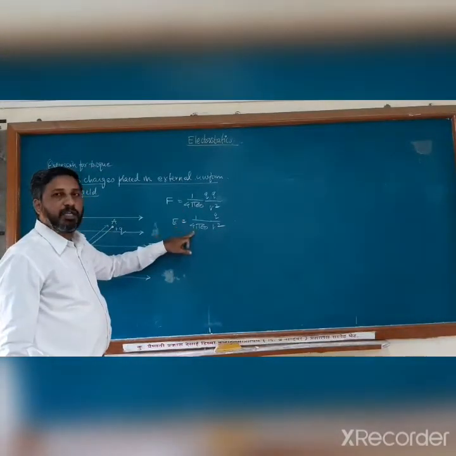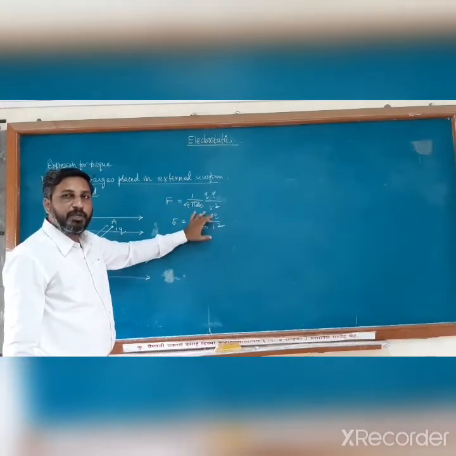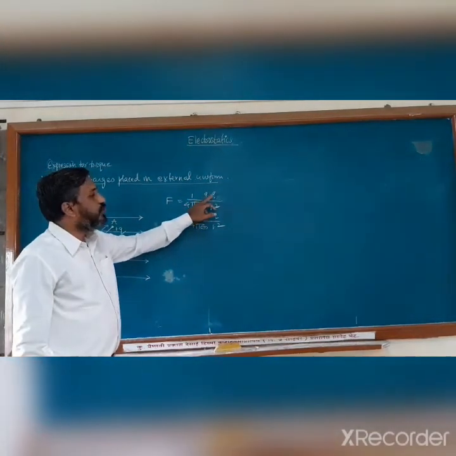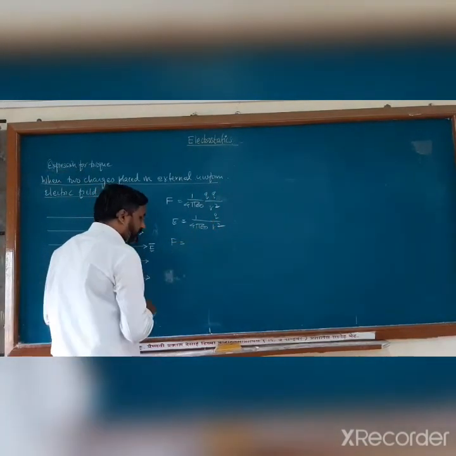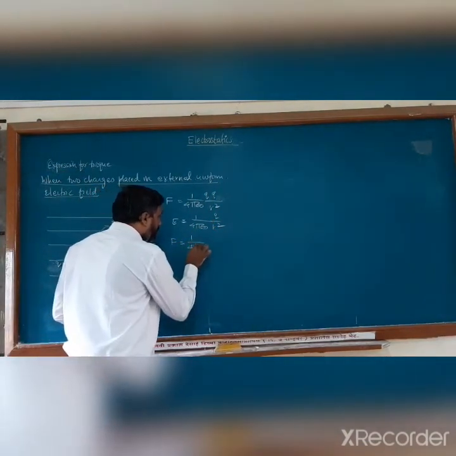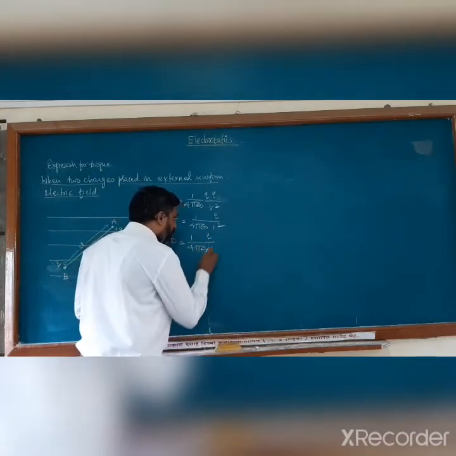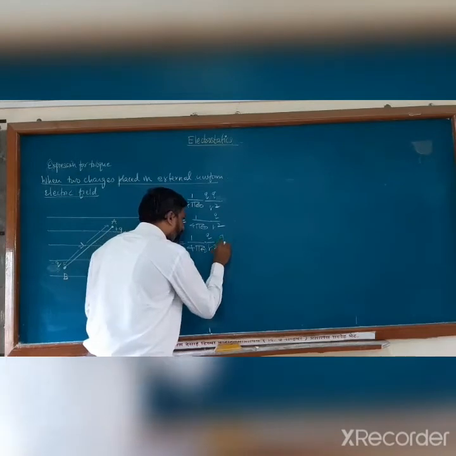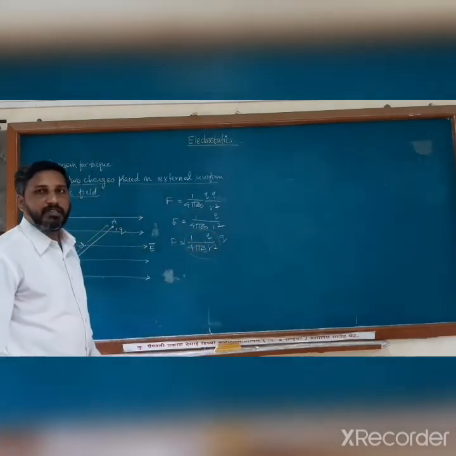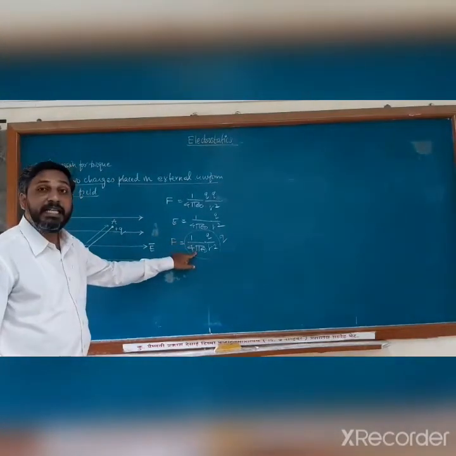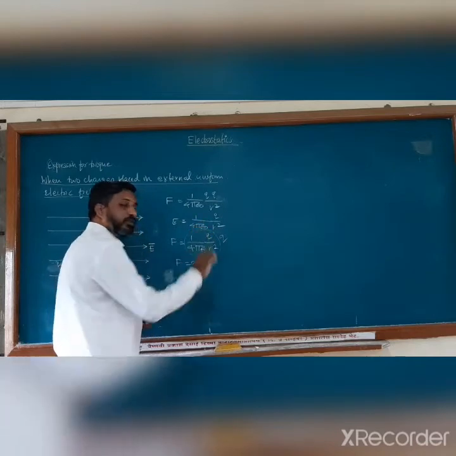In force and intensity, 1 upon 4 pi epsilon 0, both the terms are constant. R square in the denominator is the same. In force there is Q, and in intensity only Q. So can I say it this way? This is equal to 1 upon 4 pi epsilon 0 Q by R square into Q. What is this white chalk color term? This is nothing but my E, the intensity. So my formula becomes F equals E into Q.